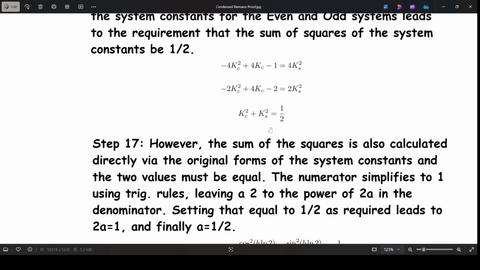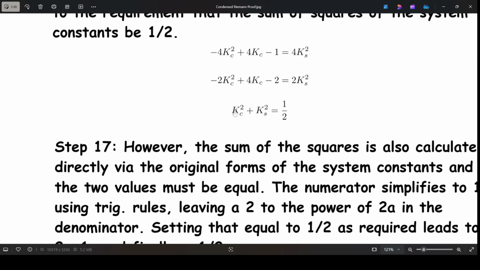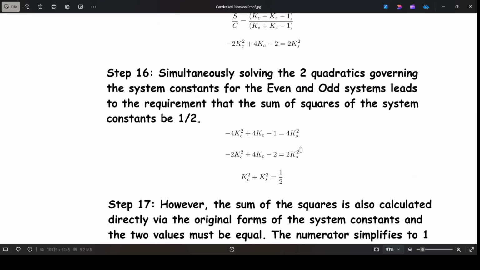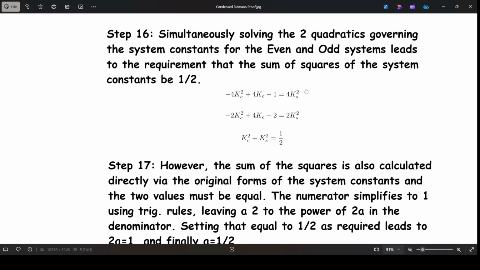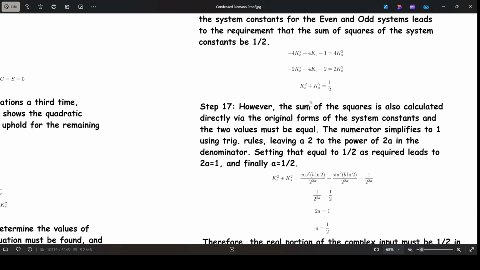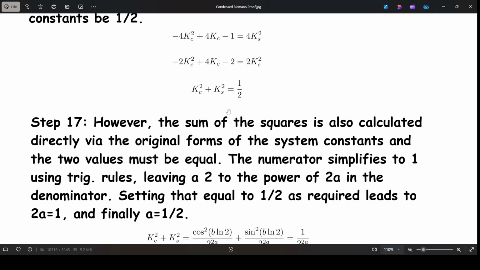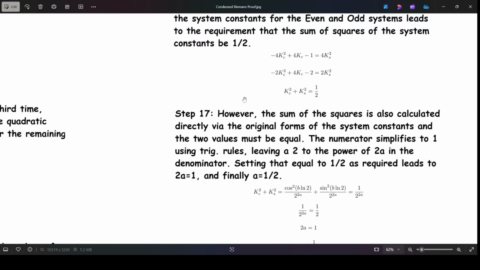And if you have the condition that the sum of the squares of the constants equals 1/2, then both of these quadratics will fall into place at the same time. And both of your systems will be true at the same time. Excellent. So where can we go from here? Now this is where the proof falls into place. So the sum of the squares of these constants has to be 1/2.